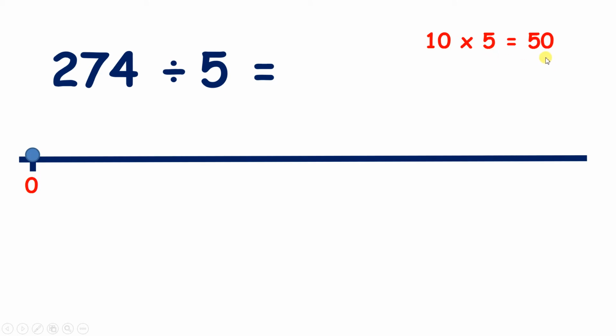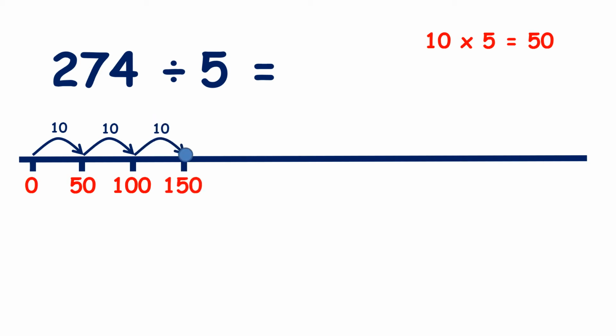So in steps of 50, we have 50, 100, 150, 200, 250, and we want to stop there. Why don't we want to continue counting in 50s? Well, another 50 would take us to 300, and that would be too many.